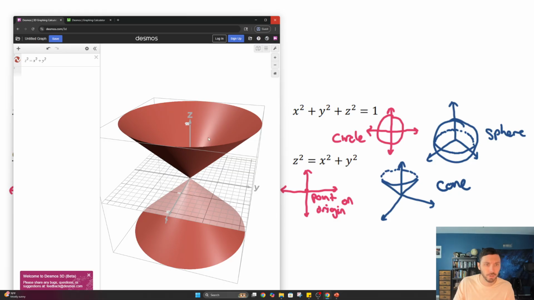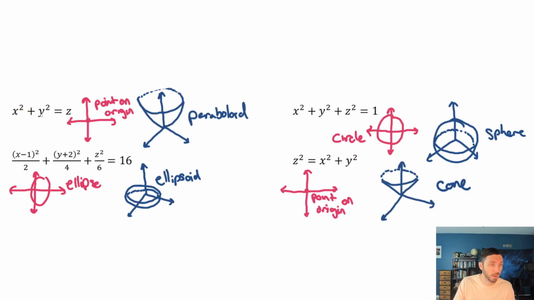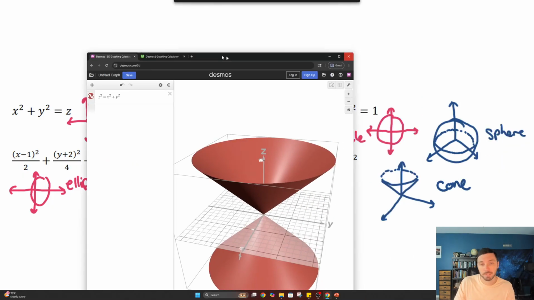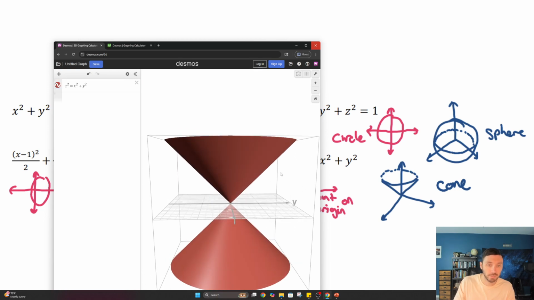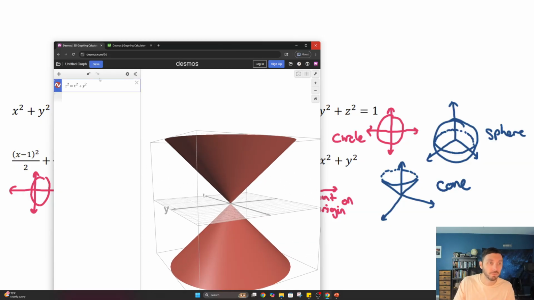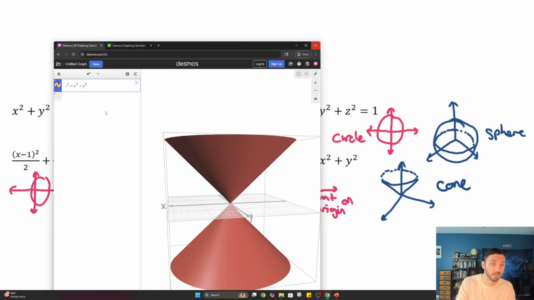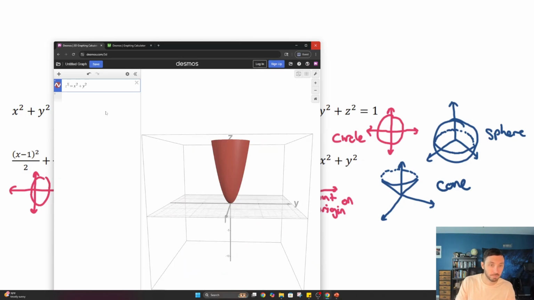Okay, next one's the cone. Same logic as for the paraboloid, it would just look like a point on the xy plane. It's a squared plus b squared is equal to c squared. You can see there's kind of a right triangle happening right here, any way I spin it. So you get a cone from squaring it. If you get rid of that square, you get the paraboloid.